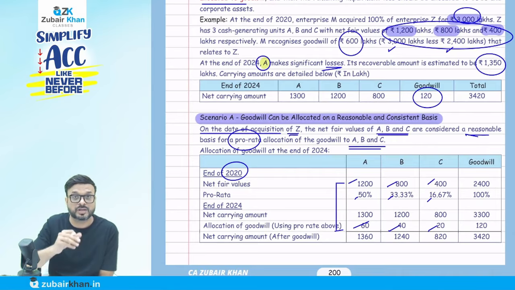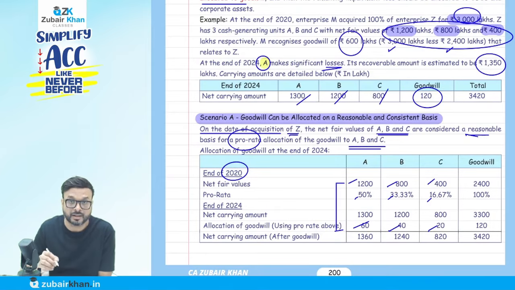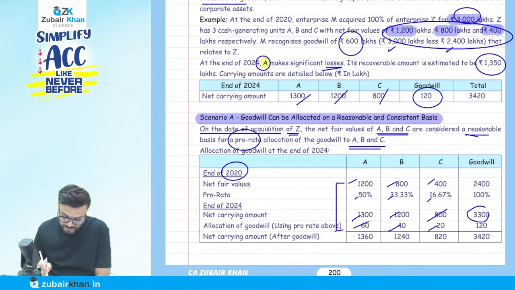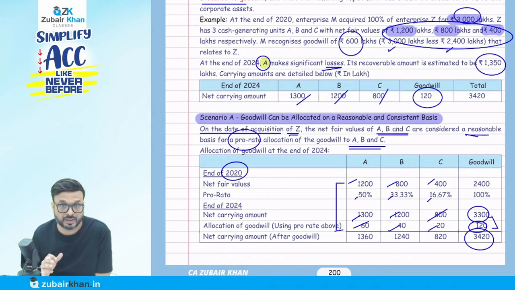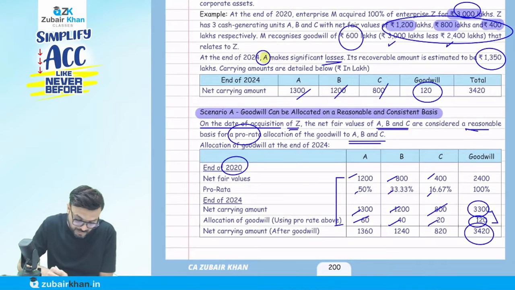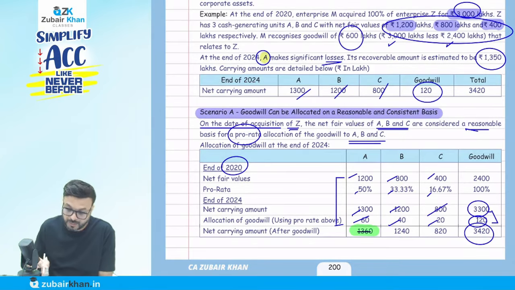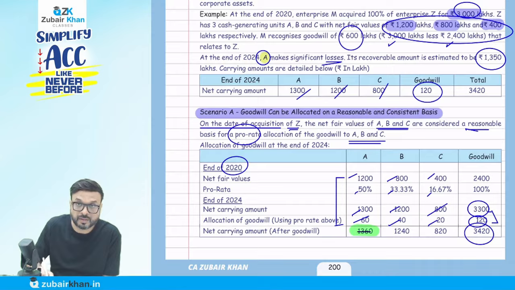But the book value has also changed. The carrying amounts for A, B, C are 1,300, 1,200 and 800. This is the carrying amount, and this is the value of the goodwill. If you total these two, it comes to 3,420. Now understand, this is the net carrying amount after considering the goodwill, 3,420. They have allocated individually, but here they are only talking about the impairment loss of A. So what is the book value for A here? That is 1,360. And the recoverable amount is 1,350.